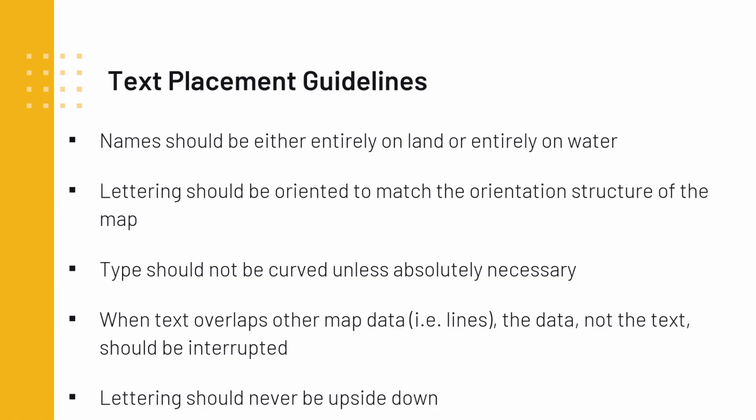If text overlaps with other map data like lines, the data, not the text, should be interrupted. And this may seem obvious, but lettering should never ever be upside down. Sometimes this can happen if you're trying to follow the orientation of things on your map. So just be cognizant and aware that you should never ever have lettering that's upside down.